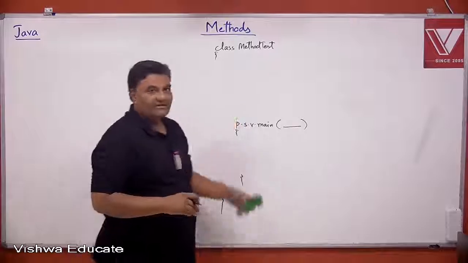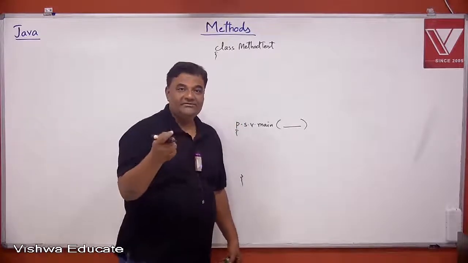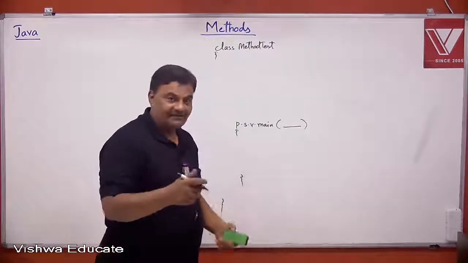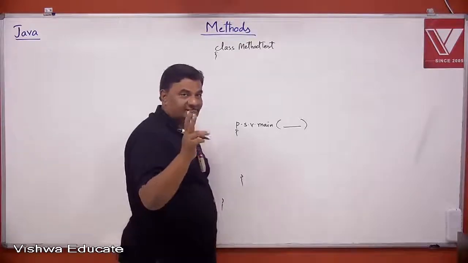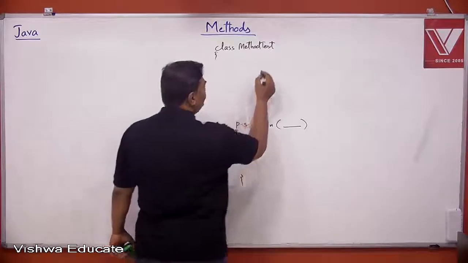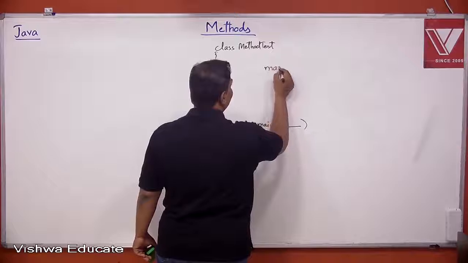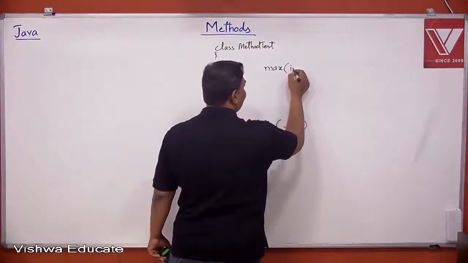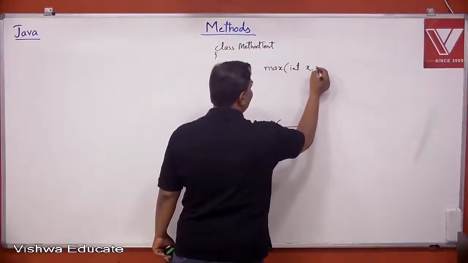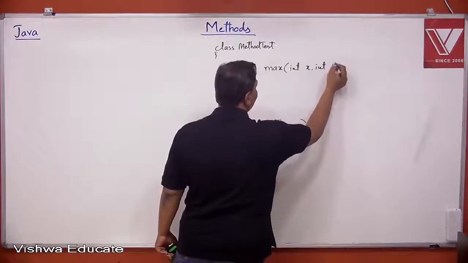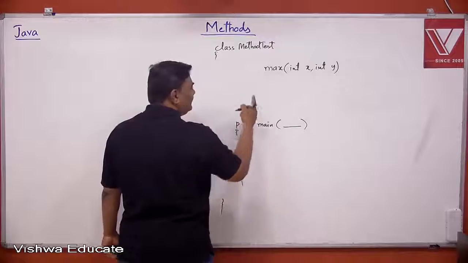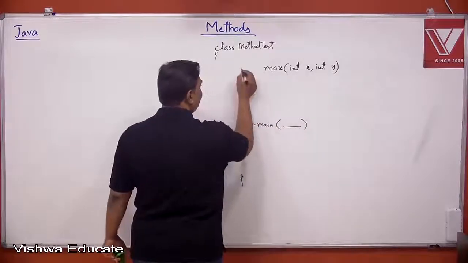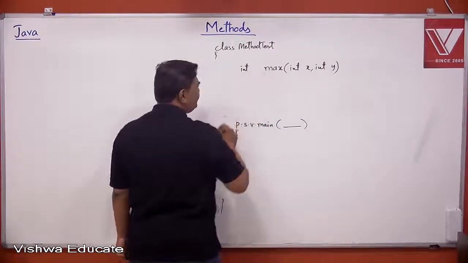Now I will write one method for finding the maximum of some numbers, which will take some parameters. So it will take two numbers and find the maximum of two numbers. So what should be the method name? I'll give the method name as max. How many numbers should it take? It should take two numbers, x and y. So these are integer type. Then whichever is greater, it should return that. So the return type should be integer.